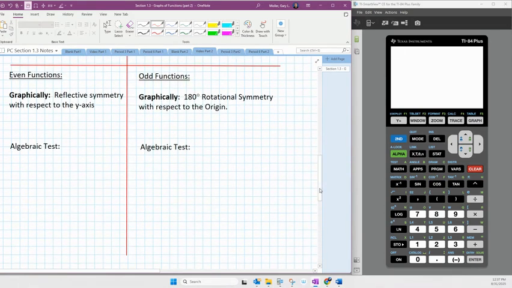All right. So to complete your notes, make sure you've got a nice picture here. Let's do some even functions. So even function means reflective across the y-axis. So let's give ourselves a quick reminder of that family, and that would be, let's do absolute value this time.